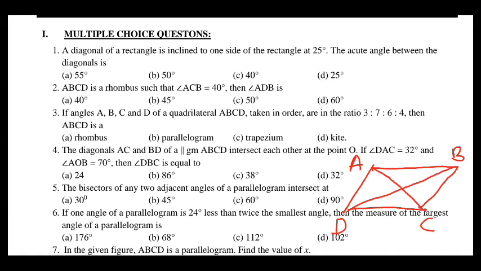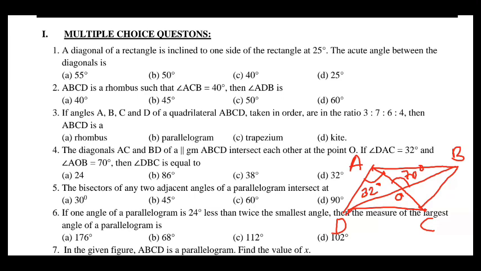Then what have they given, beta? O is a point. Then what have they given? Angle DAC is equal to 32 degrees, correct? And which angle have they given? Angle AOB is equal to 70 degrees. This is the same as the previous one we solved. External angle is equal to the sum of interior opposite angles. Now they are asking what is angle DBC.